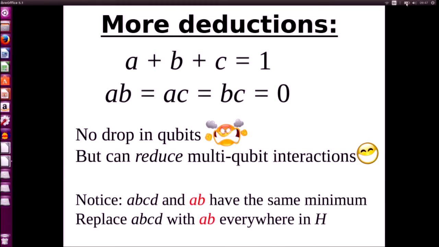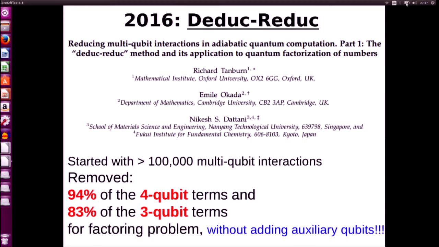Notice A, B, C, D and A, B have a minimum. We can replace A, B, C, D with A, B everywhere in the Hamiltonian. What happens when we do this for the factorization problem, for example? We started with a big number. We wanted to factorize it using AQC. We start off with 100,000 multi-qubit interactions. The factorization problem starts as a quartic Hamiltonian, so it has 4-qubit interactions.